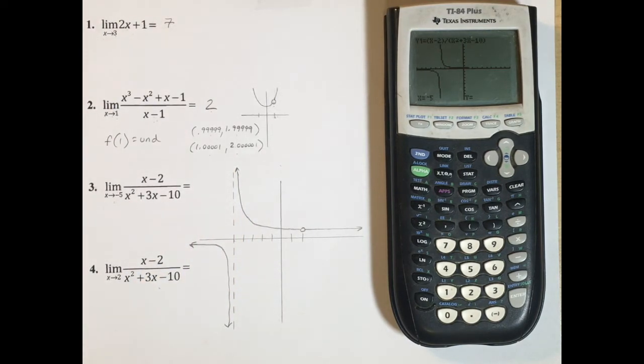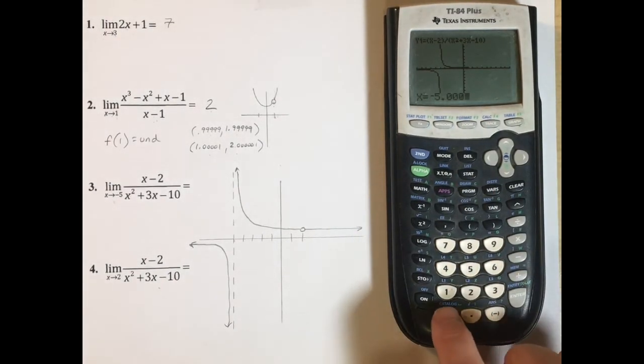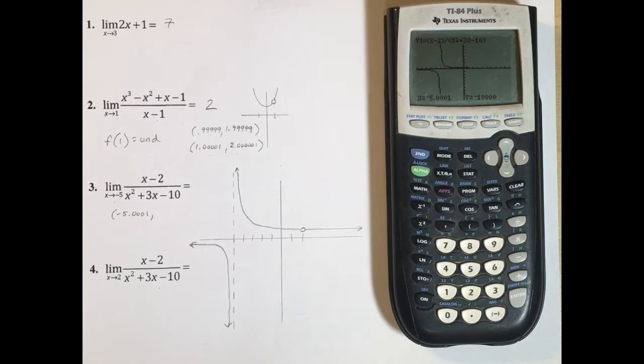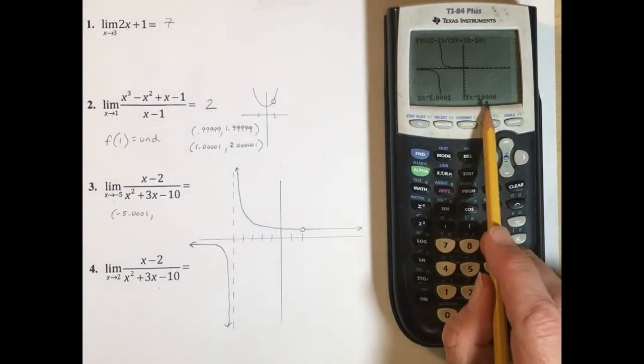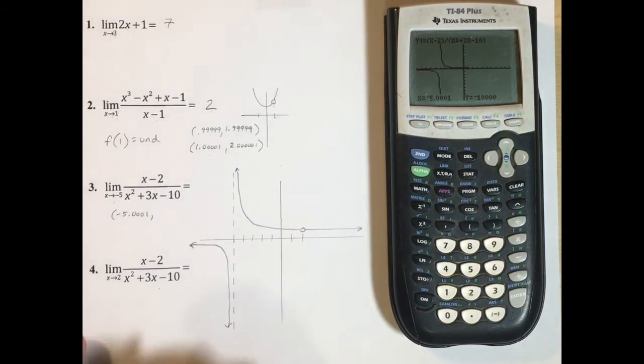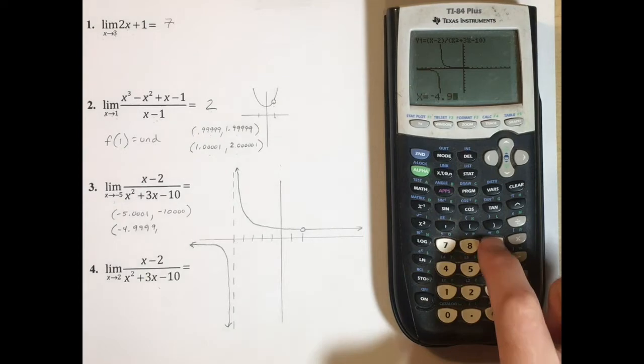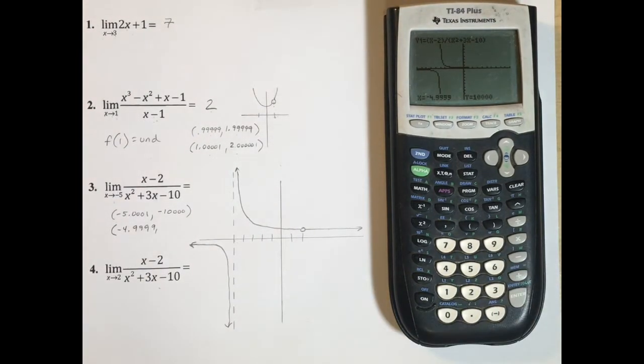Let me trace a hair to the left of negative 5. Let me trace negative 5.0001. At negative 5.0001, I get a very large negative output, negative 10,000. Let me trace a hair to the right of negative 5. Let me trace negative 4.9999. At negative 4.9999, I get a very large positive output, positive 10,000.